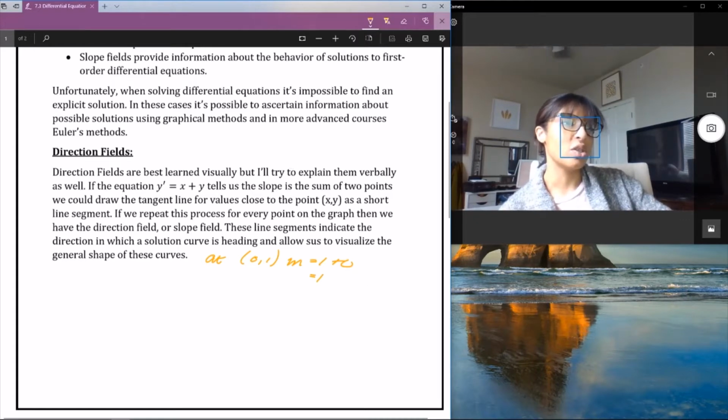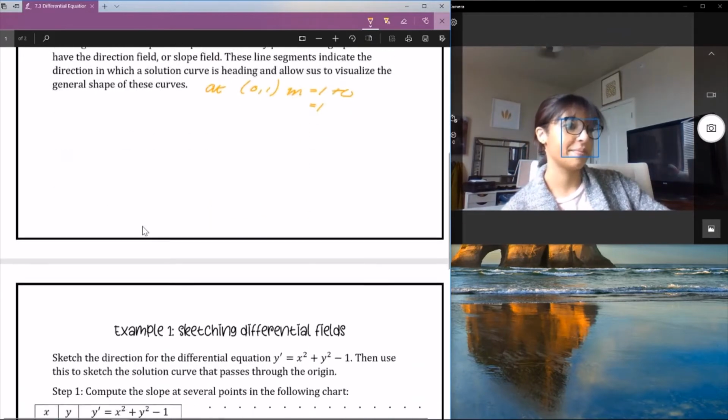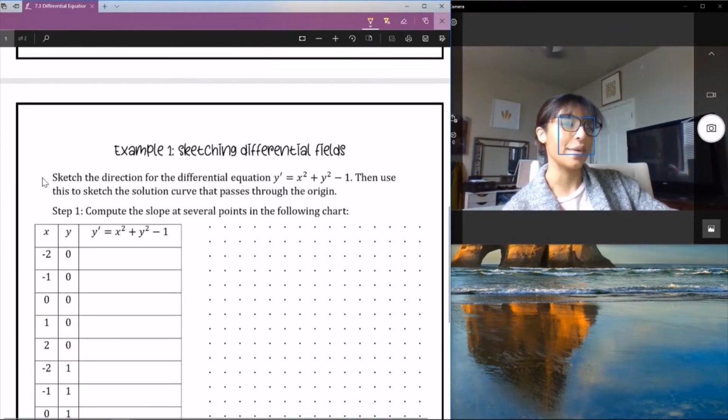It tells us the slope, and then we can draw the tangent line for values close to the point as a short line segment. We repeat this process for every point on the graph, and we call that a slope field. They give you the direction in which a solution is heading, and allow you to visualize the general shape of what the solution curves look like. So we're going to do one together.